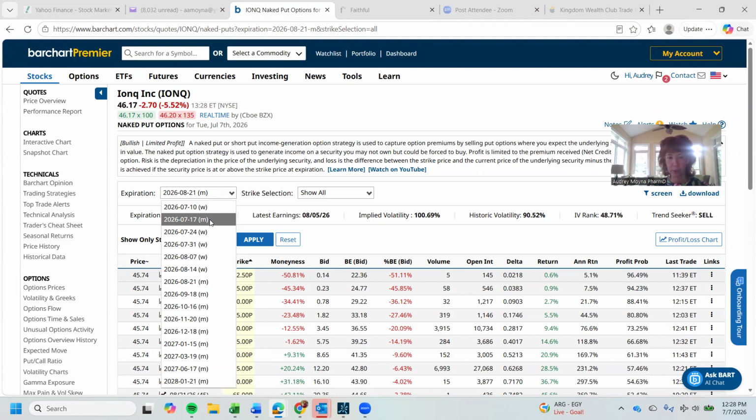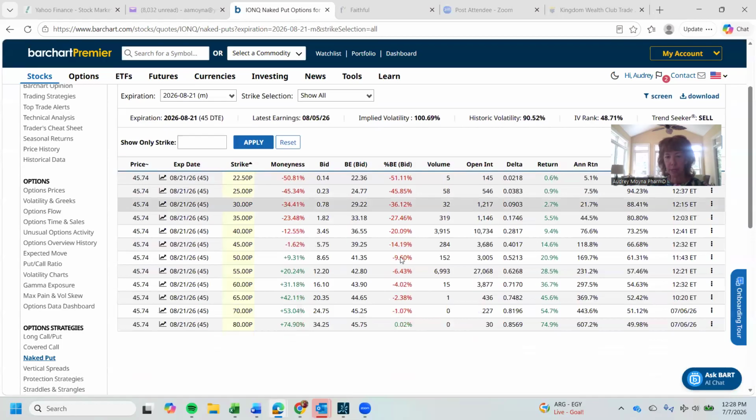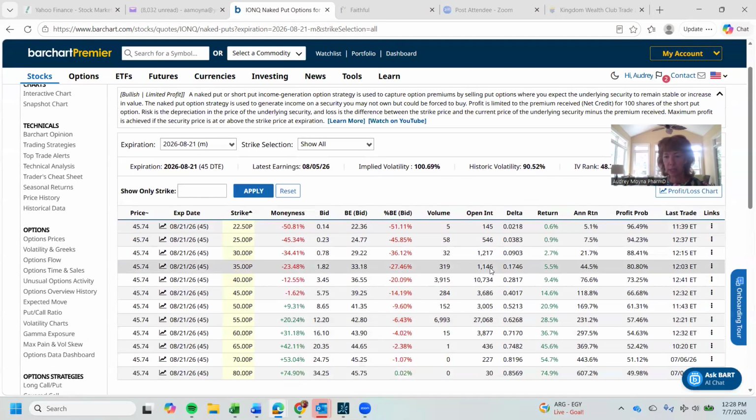7/17 is only next week, so that's not far enough. So I'm going to go out to 8/21 and I type show all. Oftentimes it's a default view. Hit show all. Now I want to find where I have at least 80% profit probability. And then I go over 2 lines to the left. Is my return at least 1 to 3%? It is. It's 5.5. I like that.